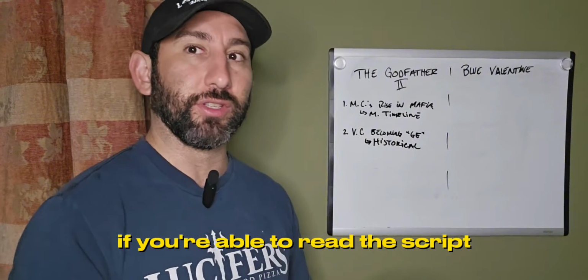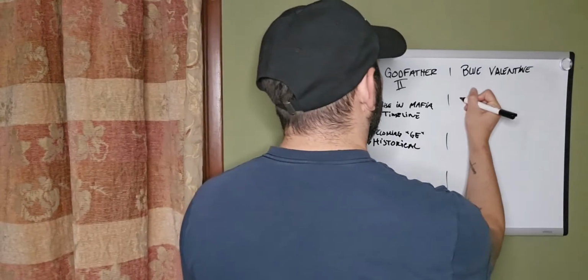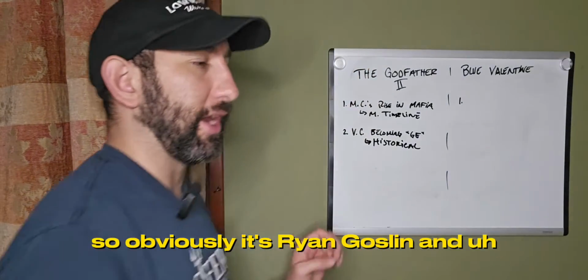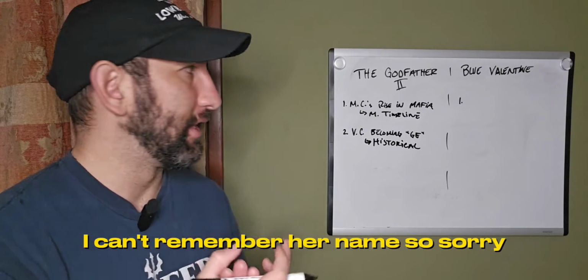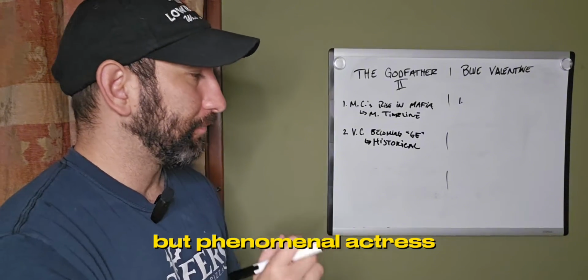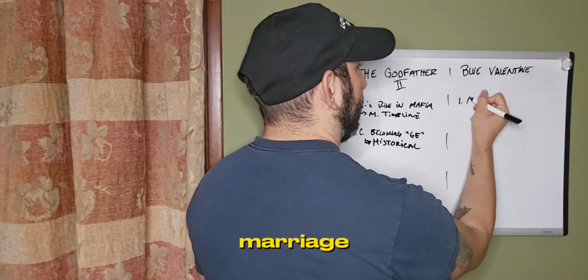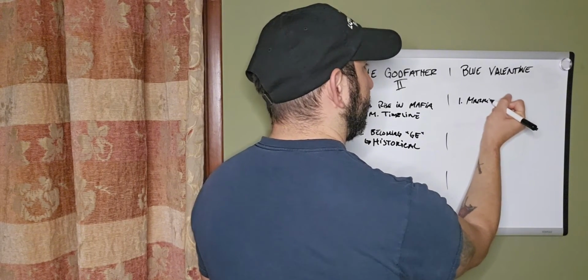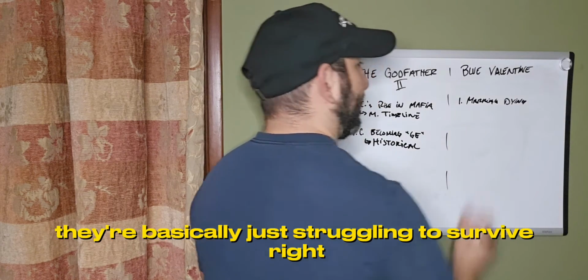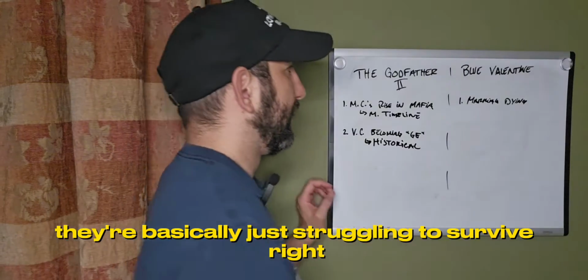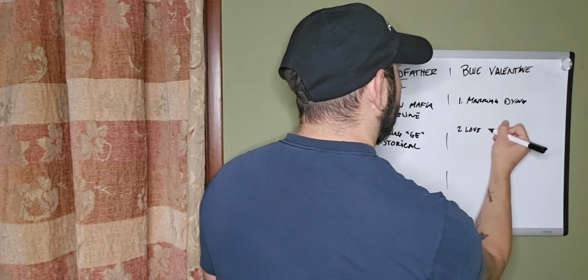And also, if you're able to read the script, you can do that as well. Blue Valentine does a similar thing. The first storyline, so obviously it's Ryan Gosling and I can't remember her name, I'm so sorry, but she's a phenomenal actress. It's about their marriage dying. So it's falling apart. They're basically just struggling to survive, right? The second storyline is their love blossoming.